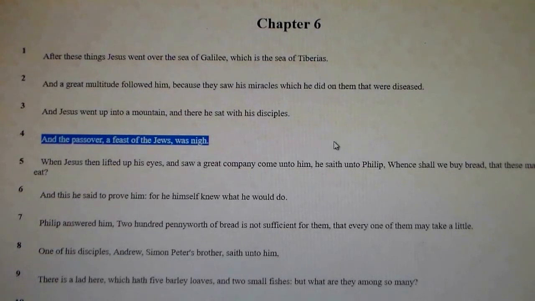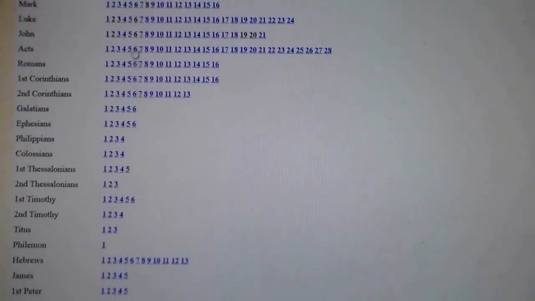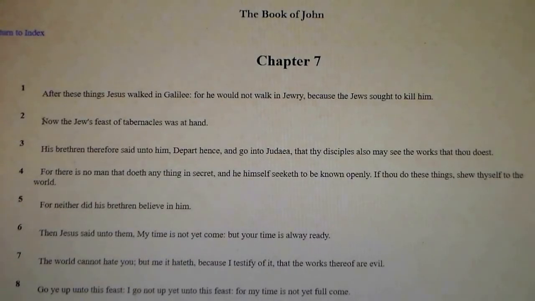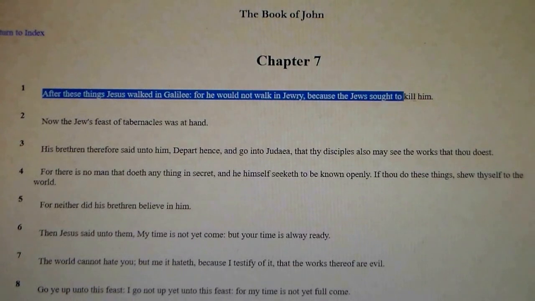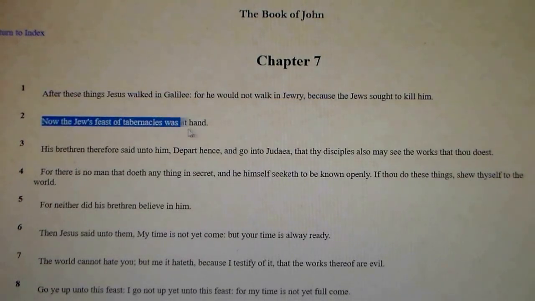And from there we know that there's mentioned another Feast of Tabernacles in John chapter 7. Let's see, verse 1 says, and after these things Jesus walked in Galilee, for he would not walk in Jewry, because the Jews sought to kill him. Verse 2 says, now the Jews' Feast of Tabernacles was at hand. So from John 6, we add 6 months to John chapter 7. We come to the next year. Jesus is already 32 years old.